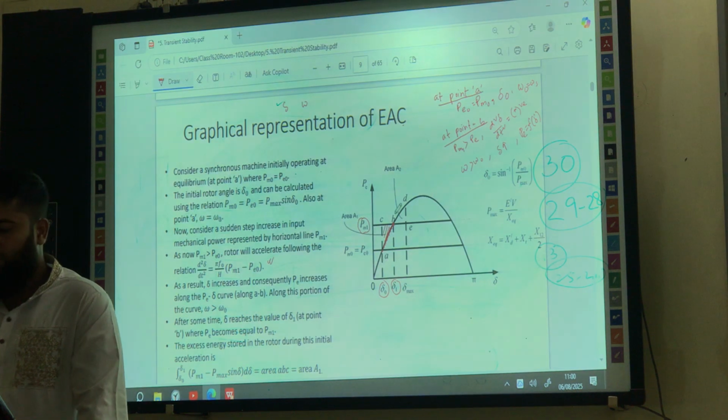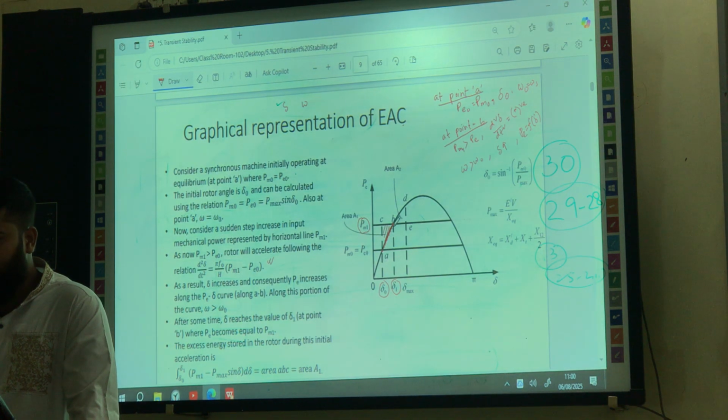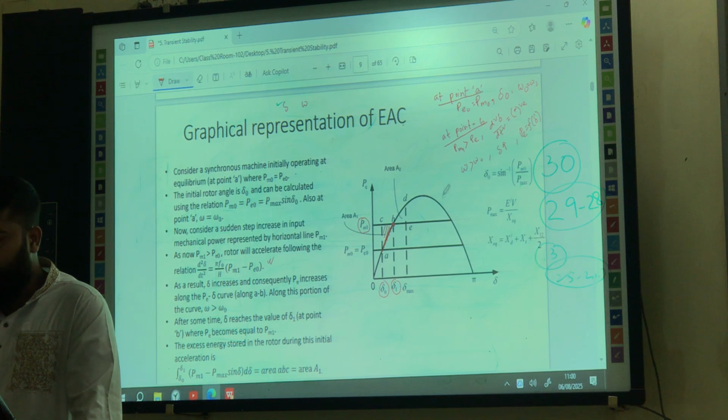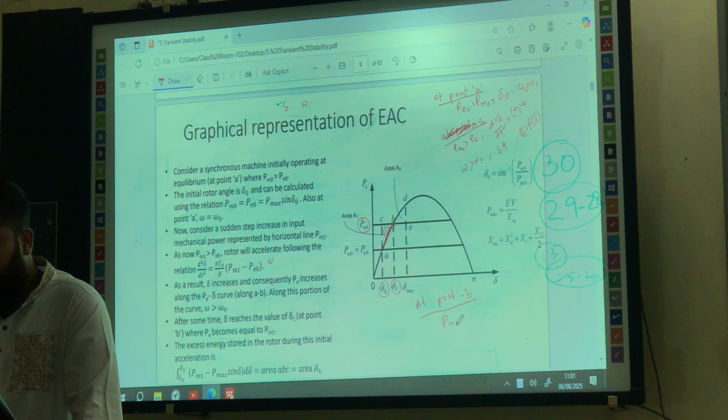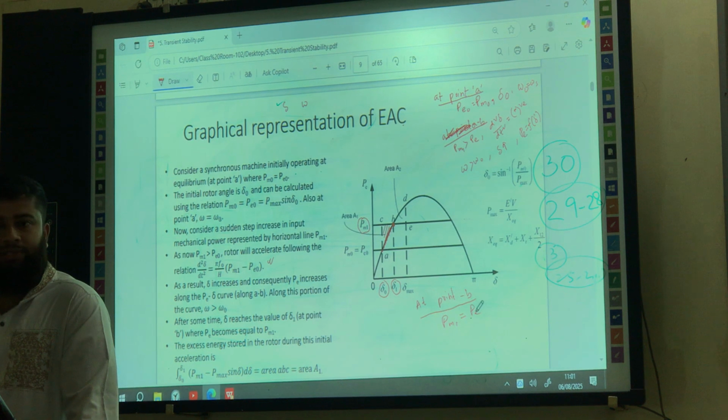Okay. So now here in this point, again the PM1. So at point B, okay. So here this point is actually from A to B. So this is actually the journey of A to B. This is the scenario. And now at point B, we can see that the PM1 is equal to PE, right? So in the swing equation, this acceleration should be 0, right?